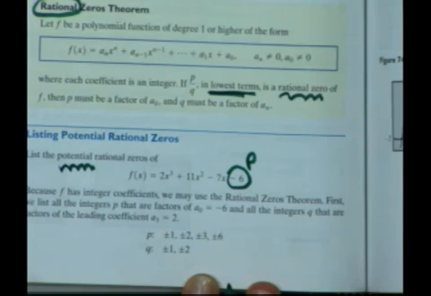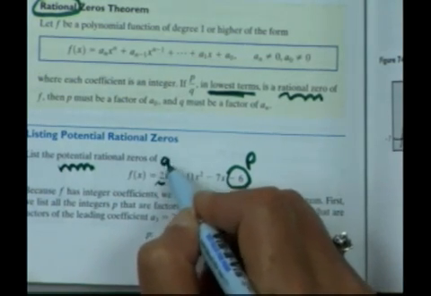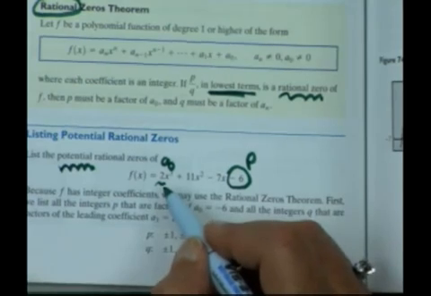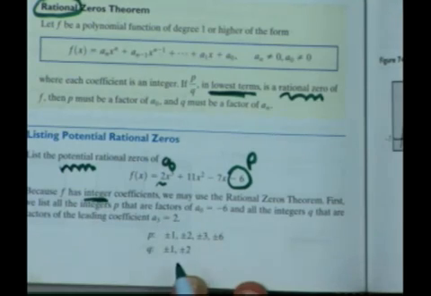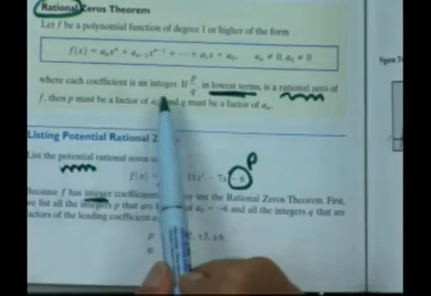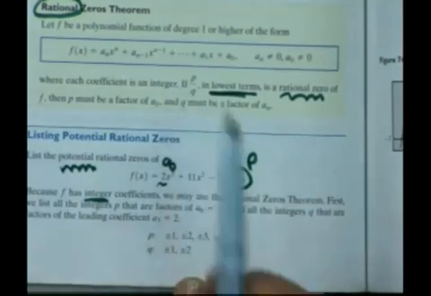Everybody good on p? Now the q comes from the leading coefficient. p is always the constant term. q is always the leading coefficient. So all the integers that you can multiply together to give you 2, or plus and minus 1 and 2. Okay? Now, if your polynomial has any rational zeros, it's going to be a combination of the p's over the q's.